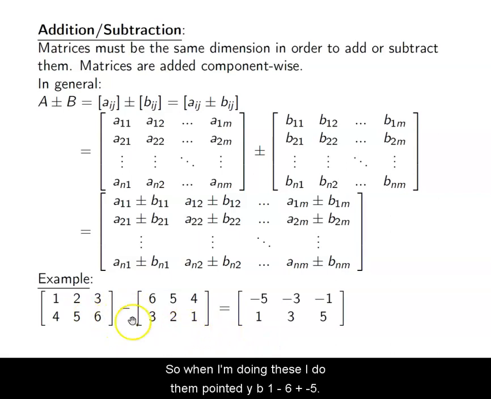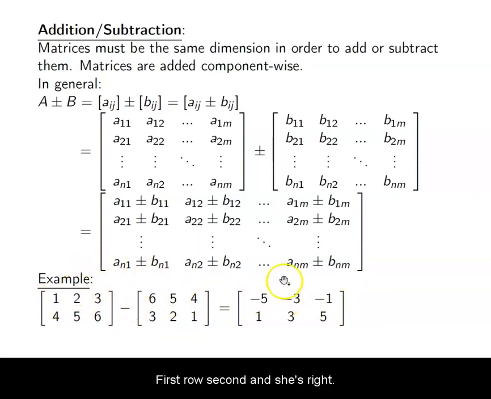So when I'm doing these, I do them component-wise, right? 1 minus 6 is a negative 5, 5 minus 2 is a 3, right? So if I pick any one of these entries, that's how I find them. I'm just taking the exact identical place in one matrix, I find the identical place in the other matrix, and I take those two entries and, in this case, subtract them, right? 2 minus 5, those first row, second entries, right? 2 minus 5, negative 3.